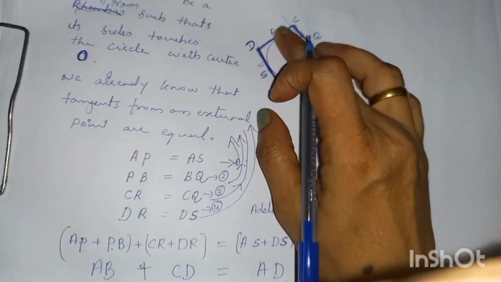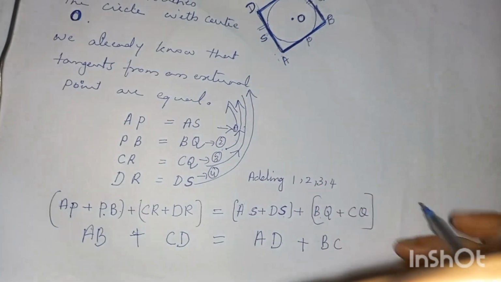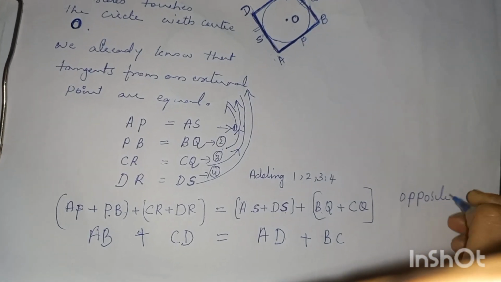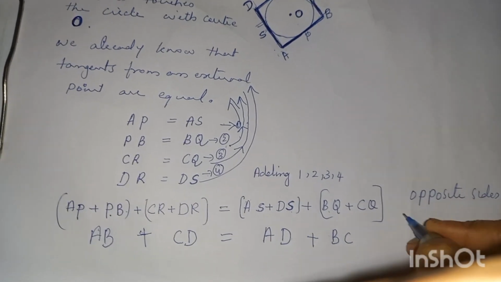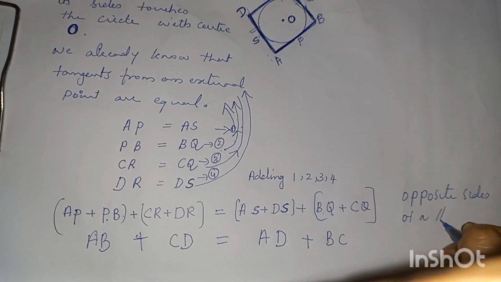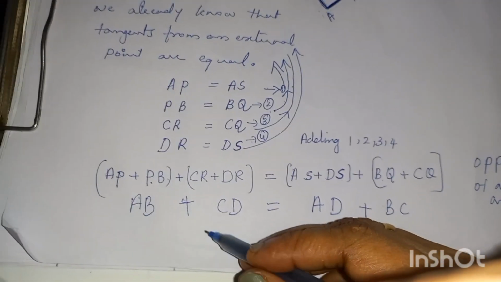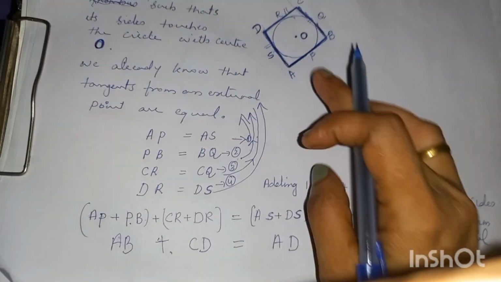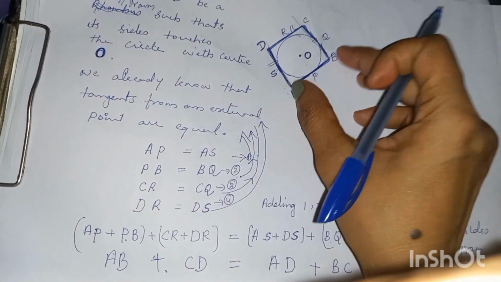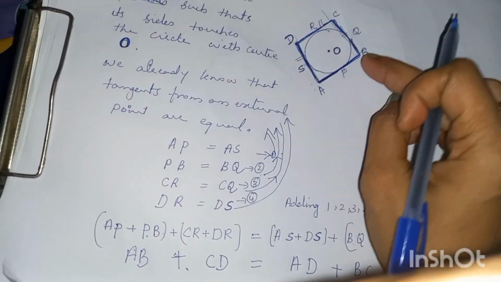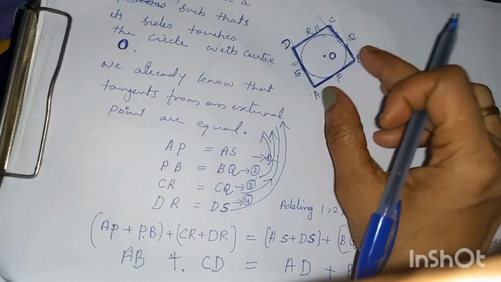So this is a parallelogram, and we have to show that this is a rhombus. So we have to write: opposite sides of a parallelogram are equal. AB and CD are equal. We already studied that opposite sides of a parallelogram are equal.